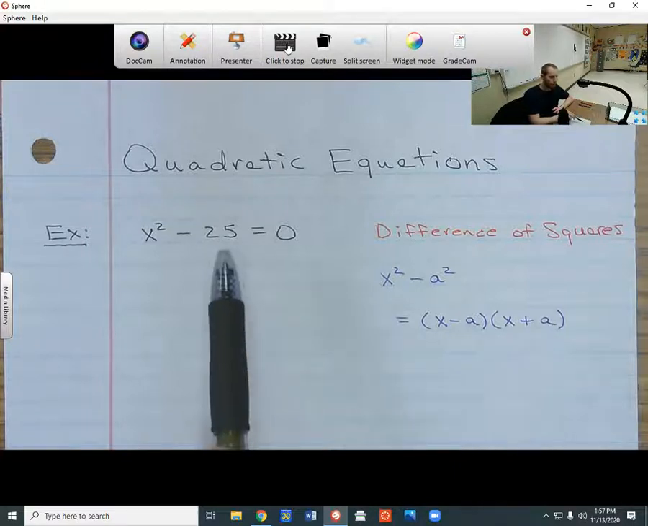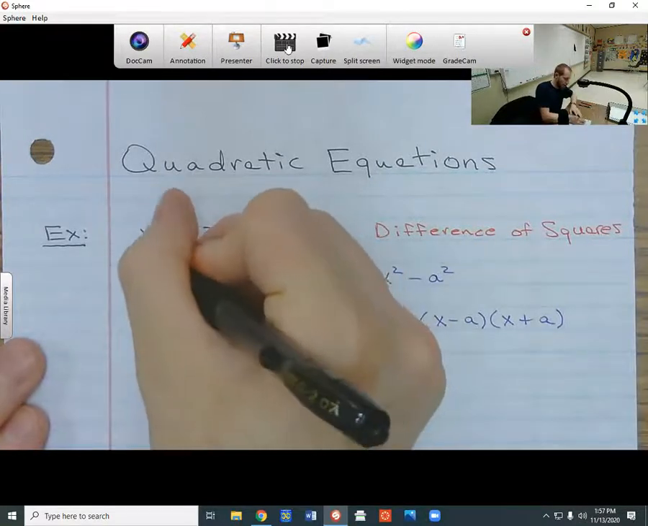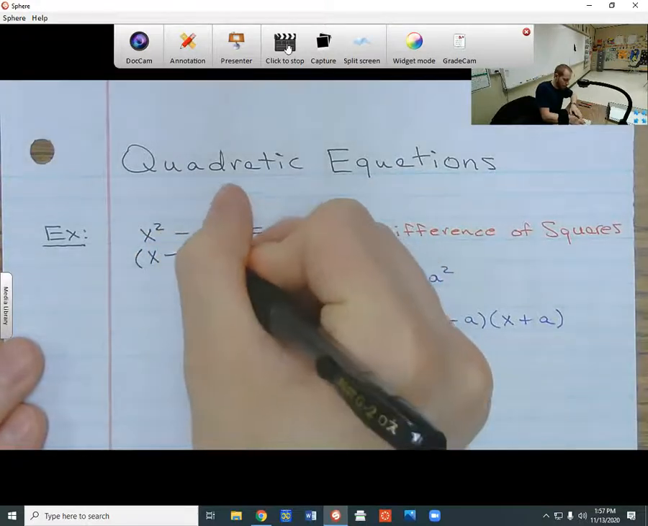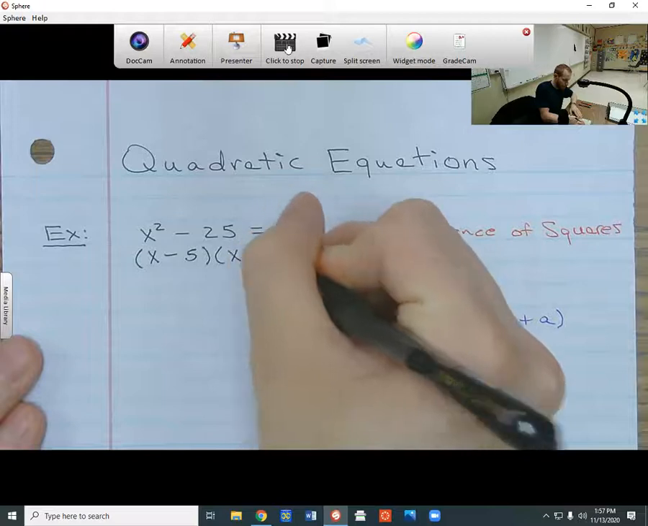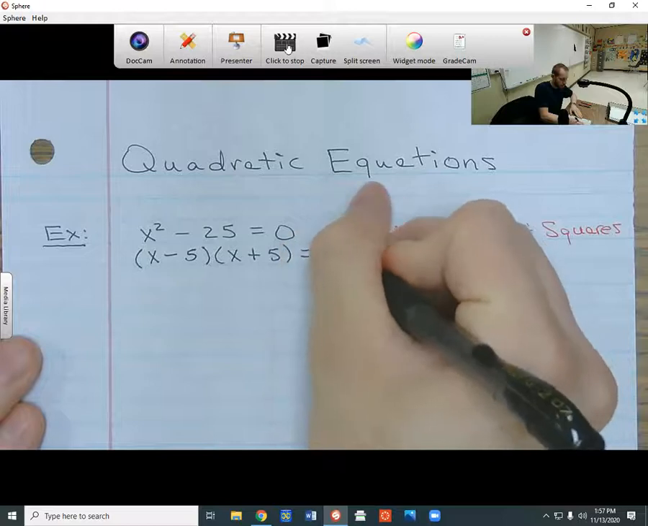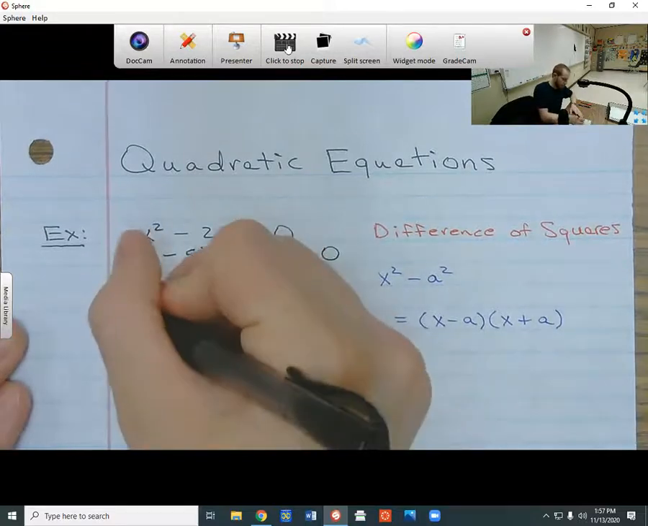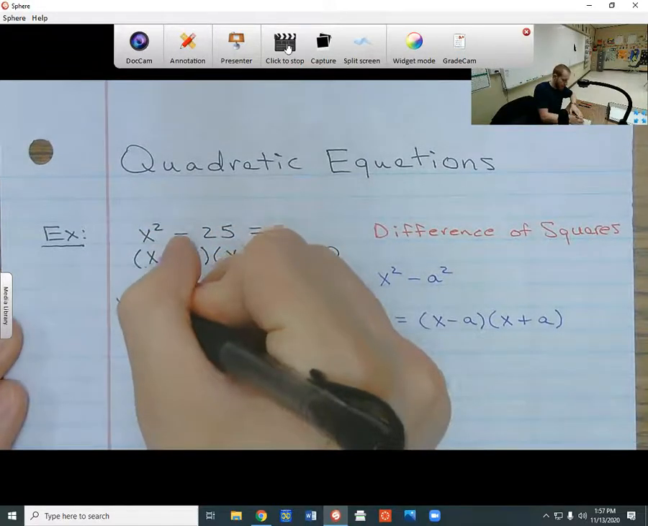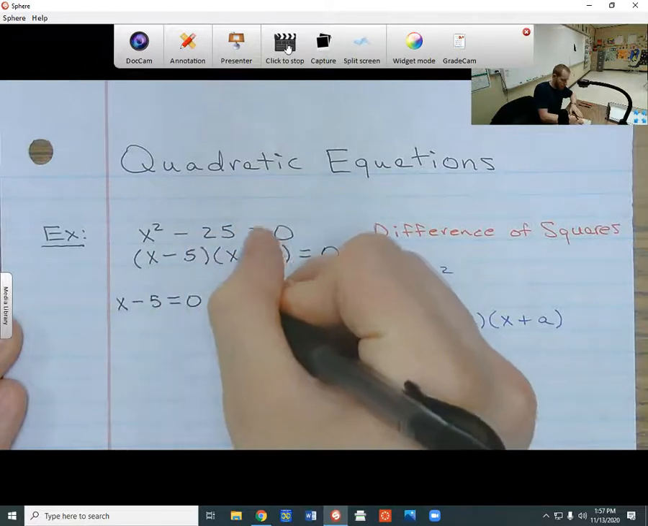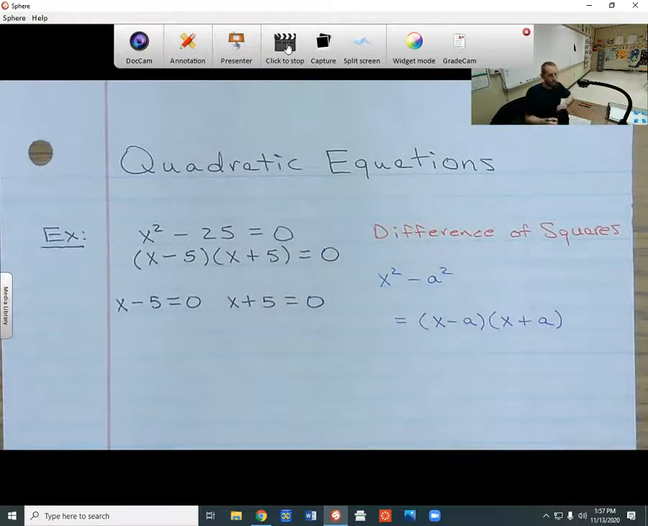So looking at this, I know that 25 is a perfect square. And I know that the square root of 25 is just 5. So the way I'm going to write this is x minus 5 and x plus 5. And then I've still got the whole thing set equal to 0. So what that's going to do is, it's going to give us two different equations. It's going to give us x minus 5 is 0, and x plus 5 is 0. And then once we have those two equations set up, we can solve them both for x.